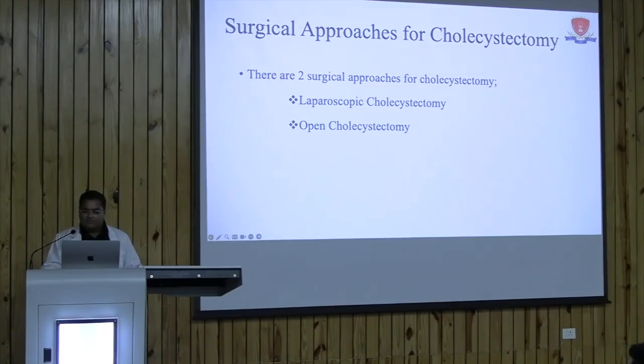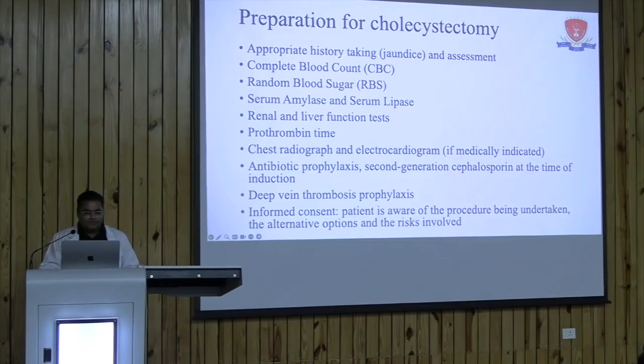For patients in whom the laparoscopic approach is not indicated, or in whom conversion from a laparoscopic approach is required, or an appropriate facility for laparoscopy is not available, open cholecystectomy is performed. In this, an upper midline incision or short subcostal incision, that is the Kocher incision, or right upper transverse incision is made, centered over the lateral border of the rectus muscle. Now, what are the preparations for a cholecystectomy?